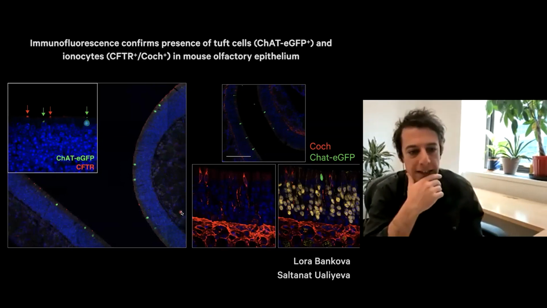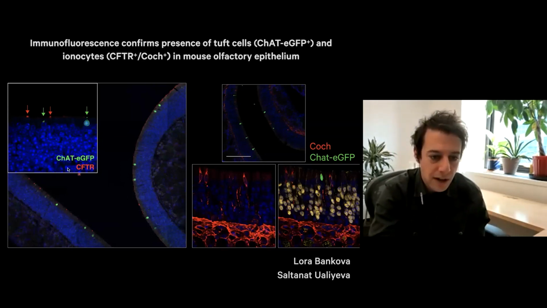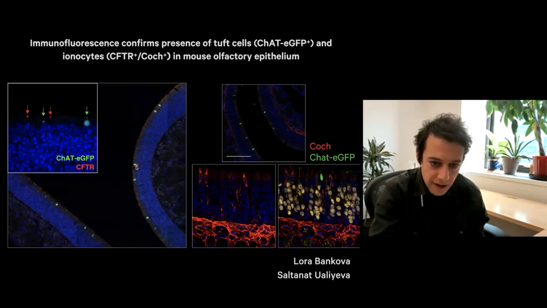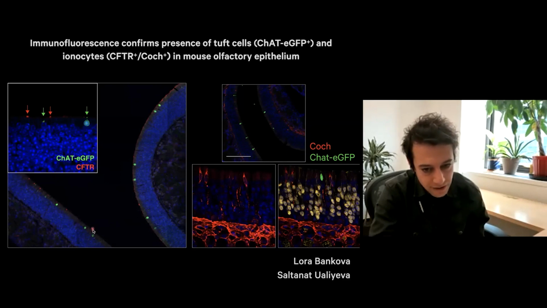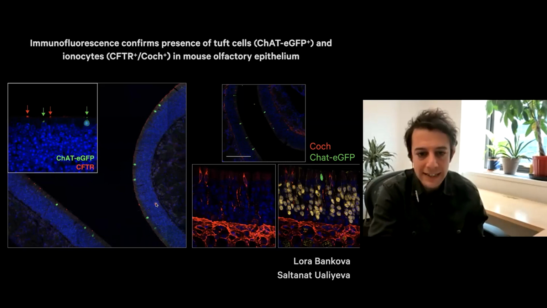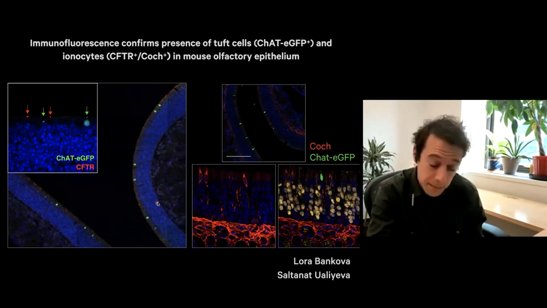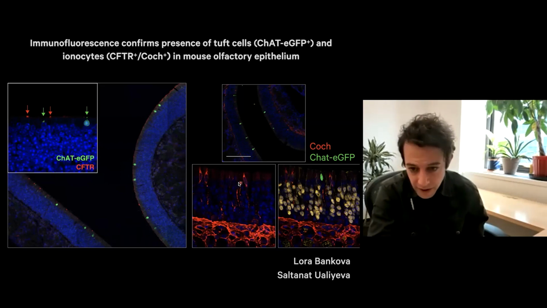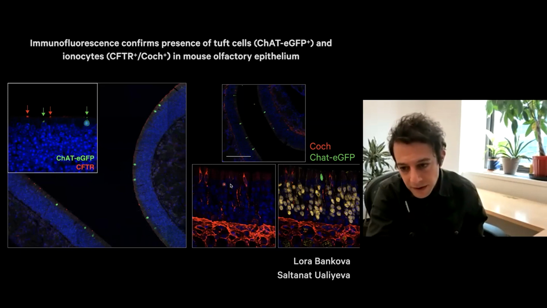So Laura's group was then able to stain for ChAT-EGFP, which was marking the TRPM5 positive subset. So that's the tuft cells, and here they are in the olfactory epithelium. And also staining for CFTR, we could see the ionocytes. So both of these subsets are really present in the nasal mucosa, particularly in the olfactory epithelium. And this was confirmed using Cochlin, another ionocyte marker. So here are some Cochlin positive ionocytes.